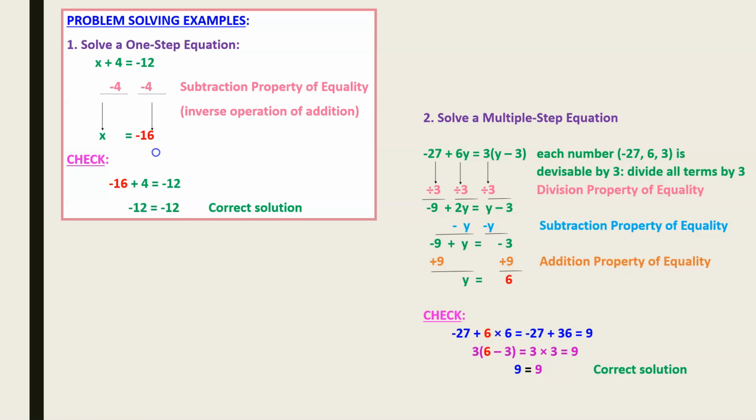We have positive 9. Now we will plug 6 into the right side expression, and it will be 3 multiplied by 6 minus 3. 6 minus 3 is 3. We have 3 times 3 equals 9. Left side, right side. Both sides have 9 as a value. So we found the correct solution.